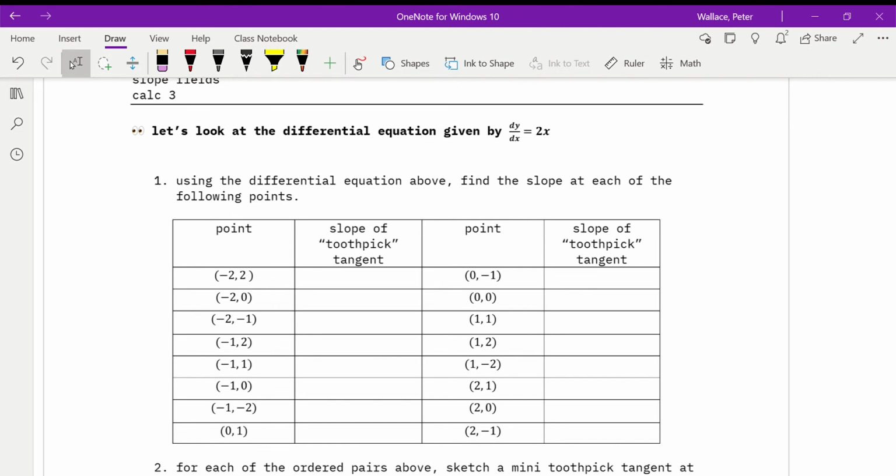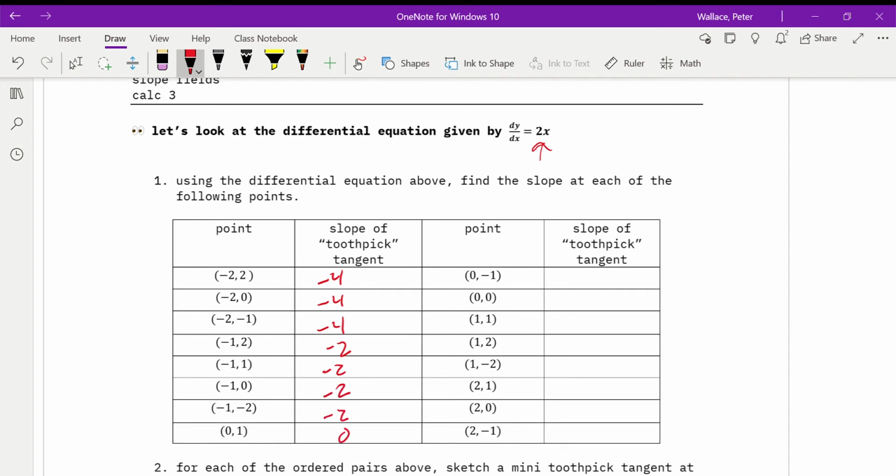But we're going to go about plotting some points, the slope of this toothpick tangent. I'll explain that later, but let's go through that real quickly. So when x is equal to -2, if I plug in -2 up here, I'll know that my toothpick tangent is going to be -4. So for all these ones with a -2, I'm just going to put in -4 there. And then for -1, it'll be -2. So all these can be -2.